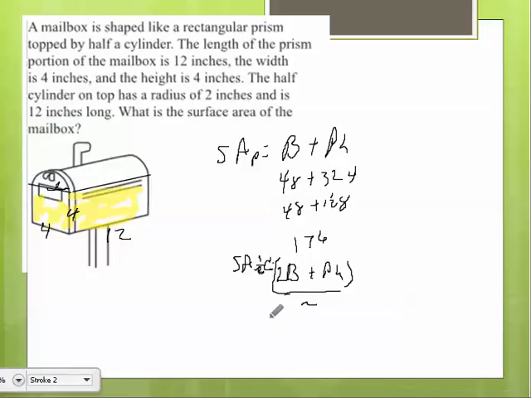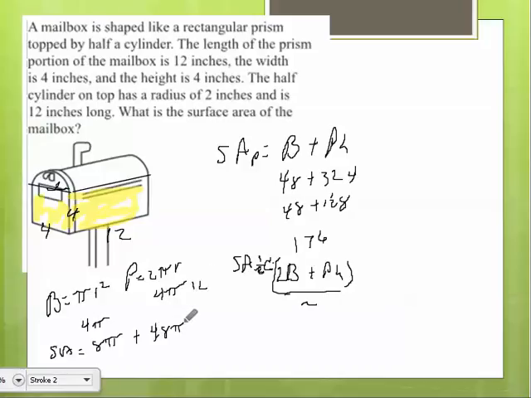My base has got a 2-inch radius, so I'm going to come over here and say B is equal to pi r squared, and r in this case is a 2, so that's going to be 4 pi. Okay, and I'm going to have 2 times that, which is 8 pi. Okay, so my surface area is going to be equal to 8 pi plus my perimeter in this situation, 2 pi r. That's going to be 4 pi. Once again, the same number times the height, which is 12, is going to be 48 pi. And add those together and I get 56 pi.